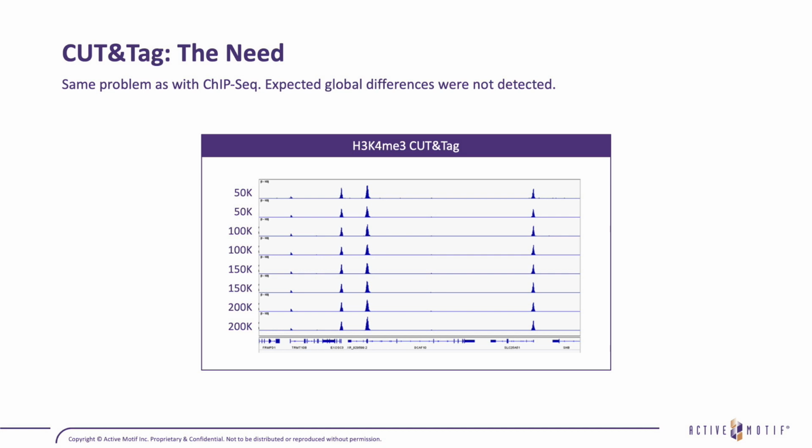And so we did the experiment, and as we saw for ChIP-Seq, we actually don't see any major differences in peak intensity when we use 200,000 cells all the way down to 50,000 cells. So we suspect that a normalization is needed to be able to see these differences between different cell numbers.